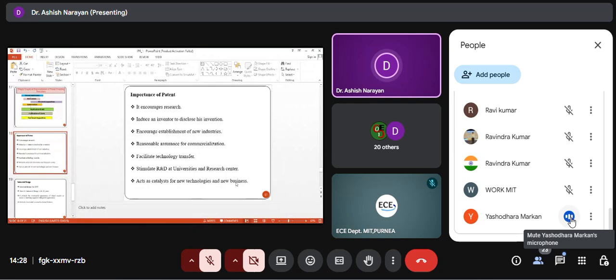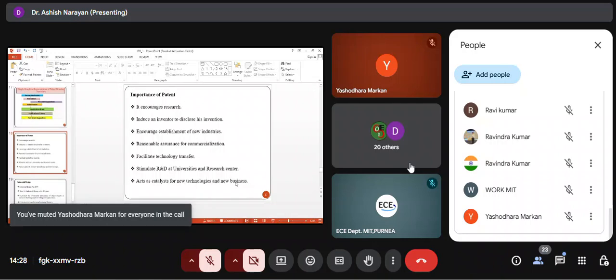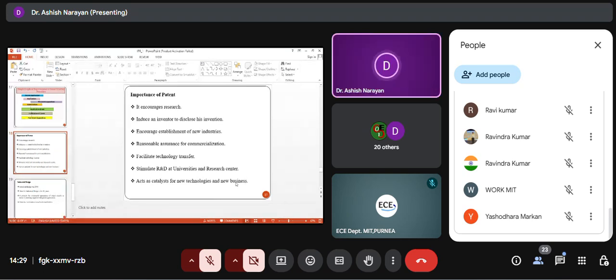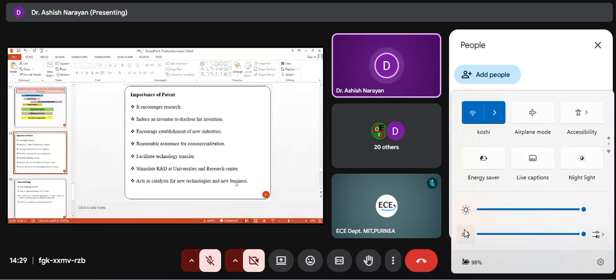Induce an inventor to disclose his invention, encourage establishment of new industry, reasonable assurance for the commercialization, facilitate technology transfer, stimulate R&D at university and research center, act as a catalyst for new technology and new businesses. So that is the importance in the form of technology transfer, in research organization, in R&D section, in commercialization, in industry basis. This is the importance of the patent.